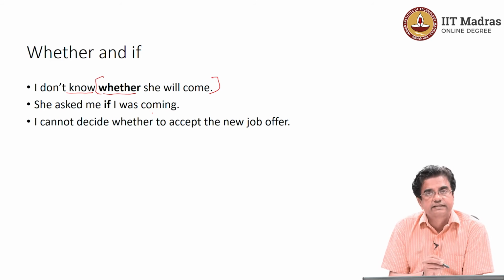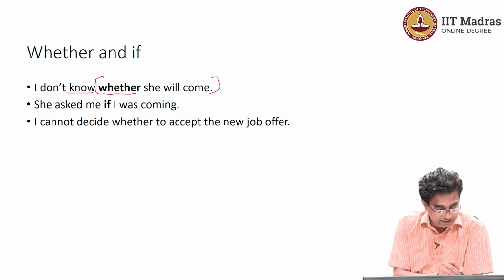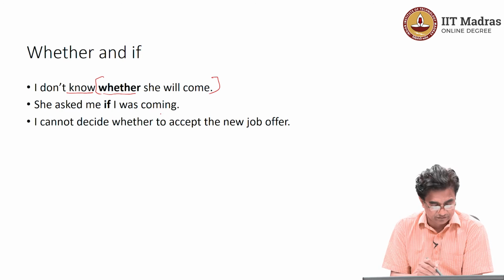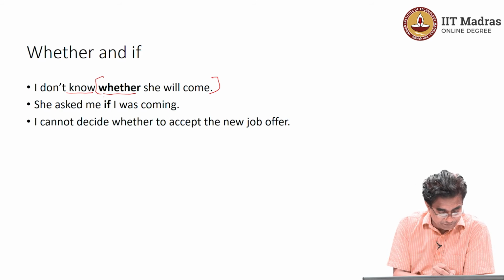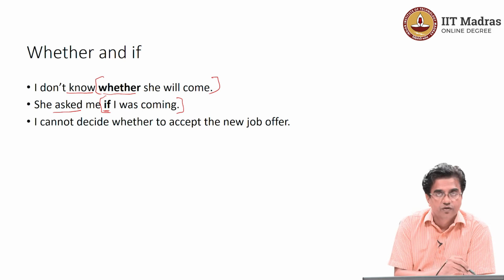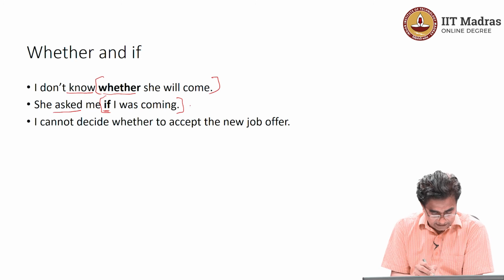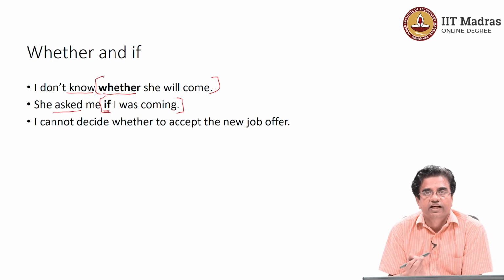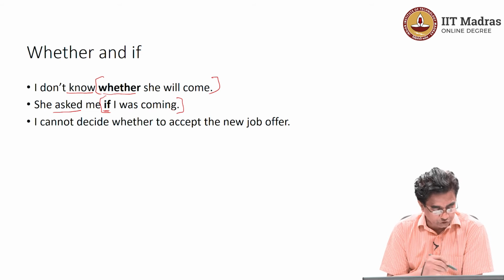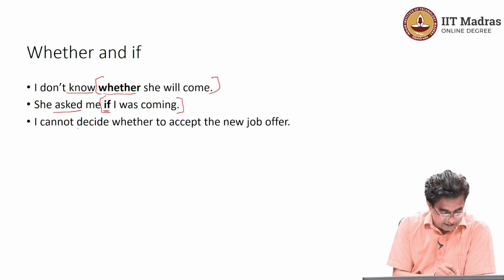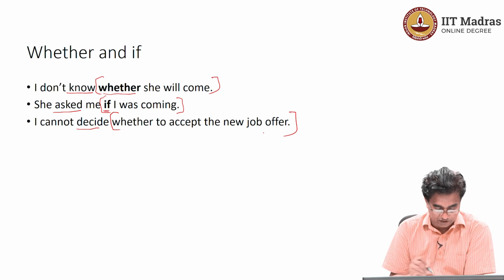It simply says, this person is not sure. She asked me if I was coming. This is "if", another type of complement clause which begins with "if". Ask is another verb which takes a sentential complement, and here the function is to check, to make sure. I cannot decide whether to accept the new job offer.